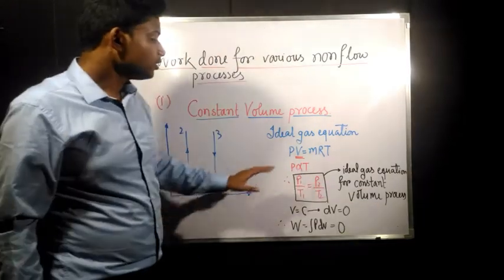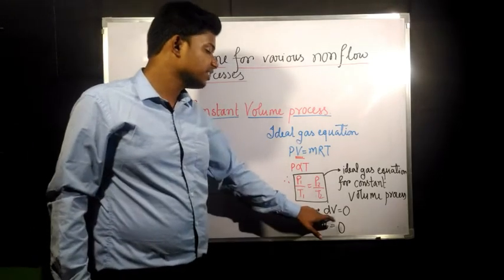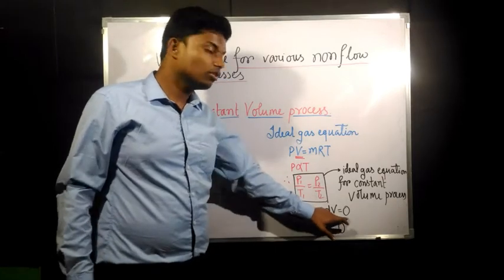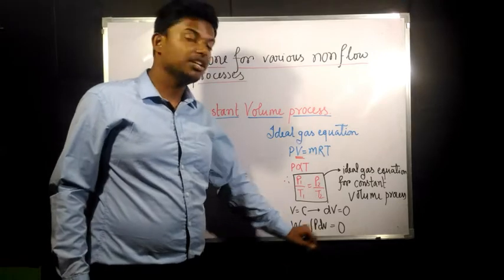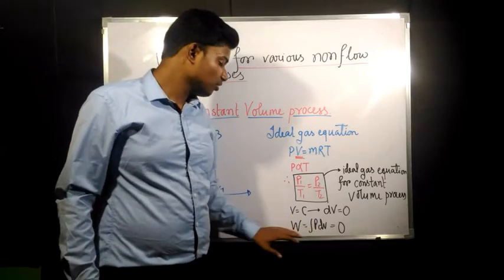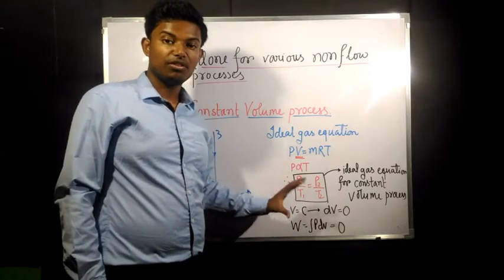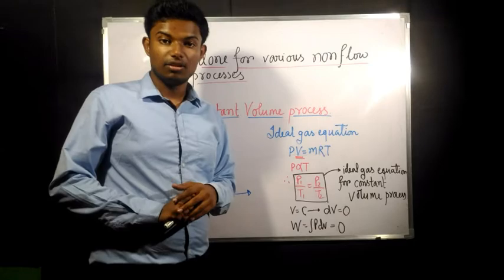Again, volume is constant, so dV, the derivative of a constant, is always 0. And what do we know about work done? Work done is the integration of P dV. Since dV is 0, the work done is going to be 0. That means PdV work for a closed system constant volume process is always 0.